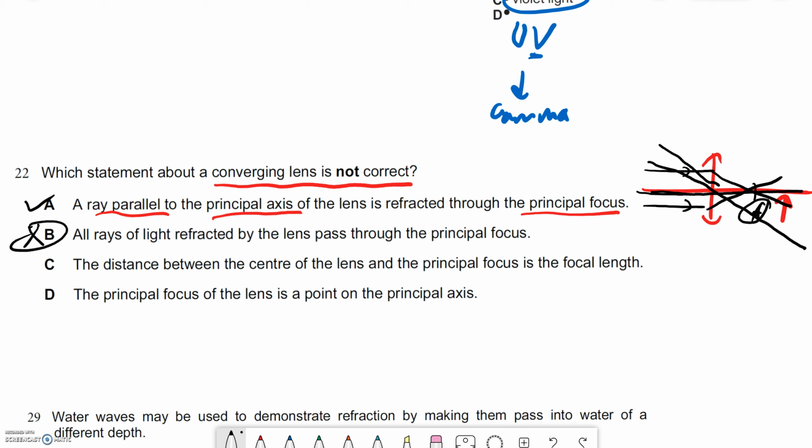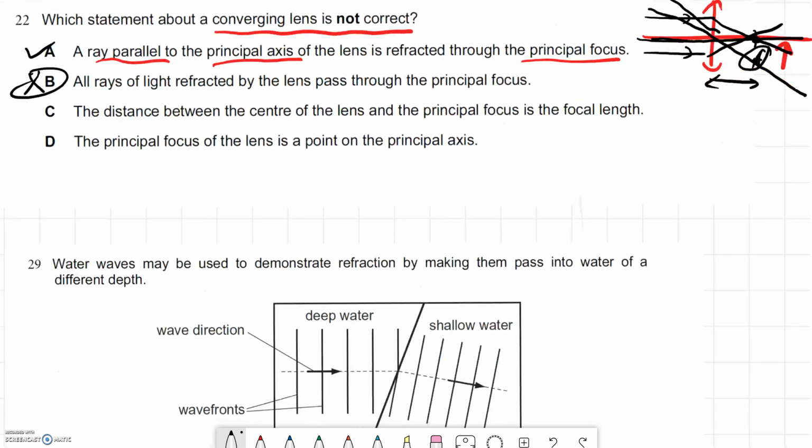Just to check the other two, the distance between the centre of the lens and principal focus is the focal length. If you remember that, that is correct, because that's the definition of the focal length. It's the distance from the centre of the lens to the focal point. And the principal focus of the lens is a point on the principal axis. Well, yes, that's where it's always located, as we know, so that is correct.